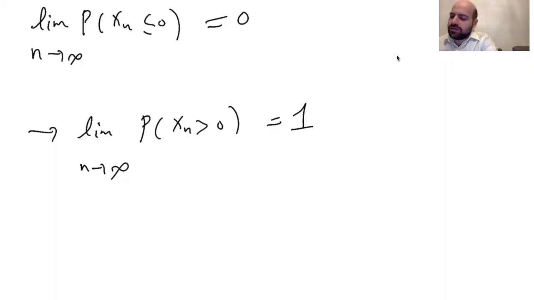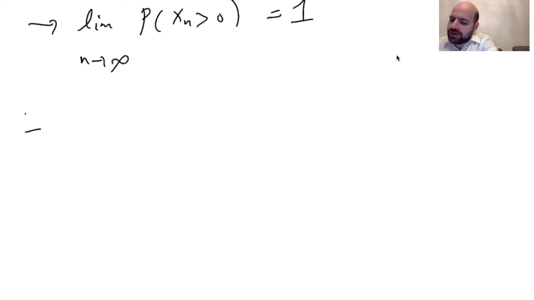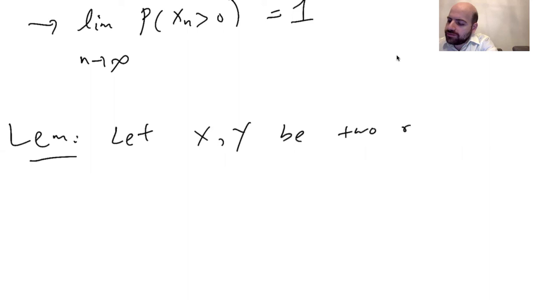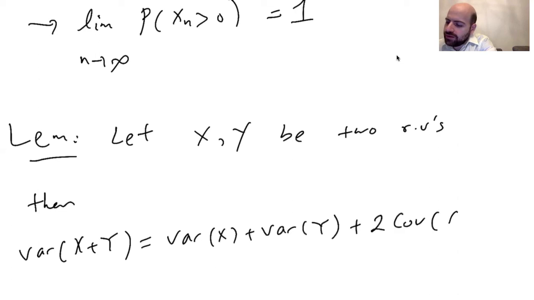Okay, another result that we need for this topic is basically the variance of a sum of a few random variables. So basically we need a formula for the variance of a sum of a few random variables. So let me also mention that as a lemma. We first state it for two random variables. Let x and y be two random variables. Then variance of x plus y is equal to variance x plus variance y plus two covariance x and y.